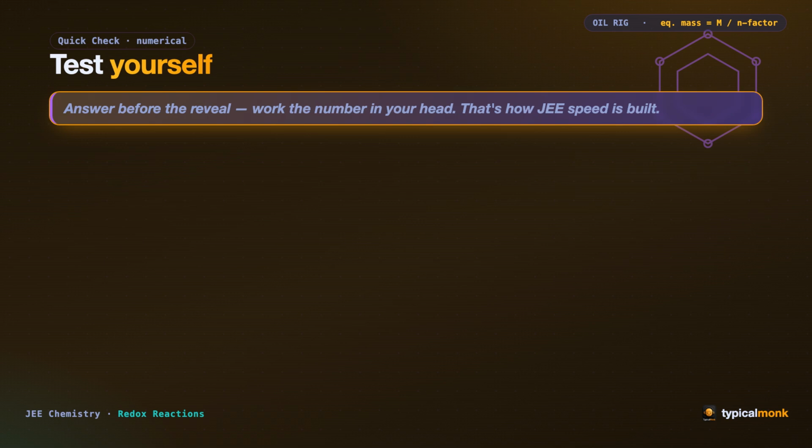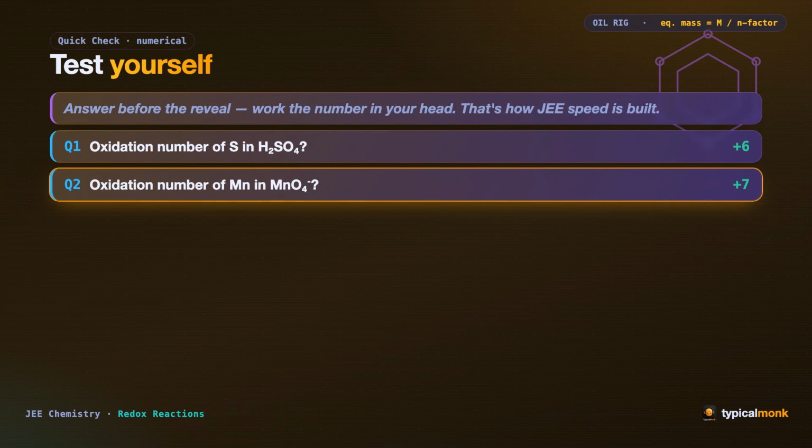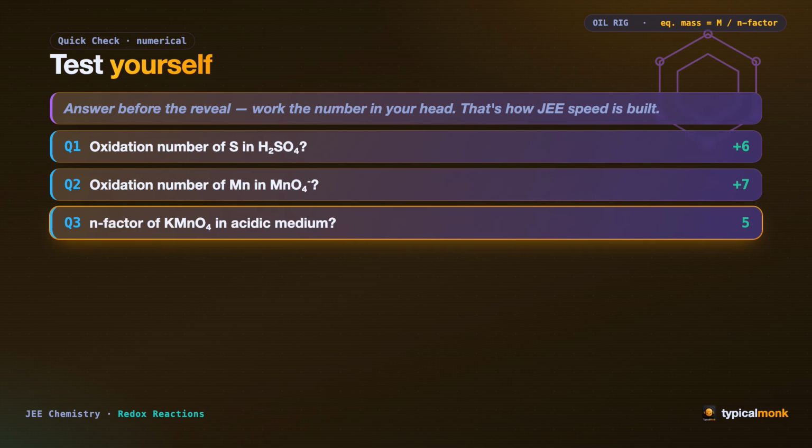Now test yourself, answer before the reveal, and work the number in your head. That is how G speed is built. Here we go. Question 1. The oxidation number of sulfur in sulfuric acid? +6. Question 2. The oxidation number of manganese in the permanganate ion? +7. Question 3. The N factor of potassium permanganate in acidic medium?